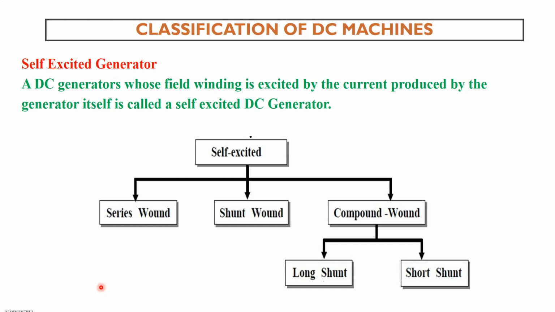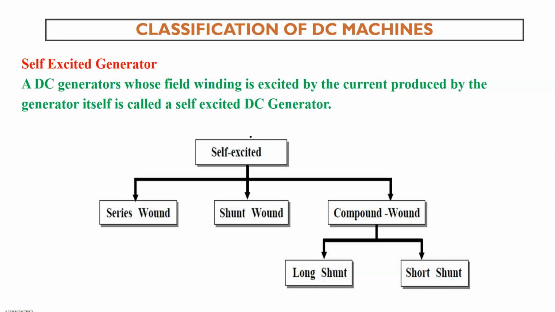A self-excited DC generator means a generator whose field winding is excited by the current produced by the generator itself. That means the field windings are excited using the current from the same generator. That is called self-excited. A self-excited generator is classified into series wound, shunt wound, and compound wound based on the way in which armature winding and field windings are connected. Compound wound is again classified into long shunt and short shunt generator.